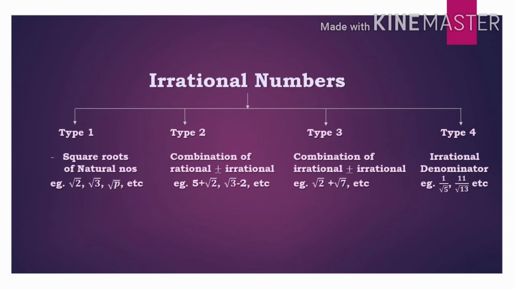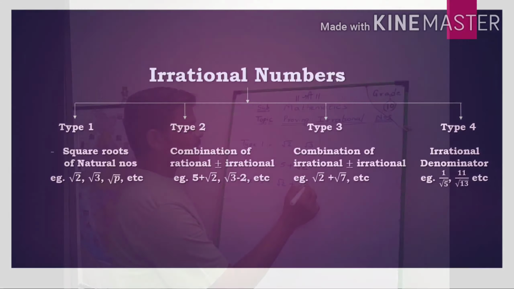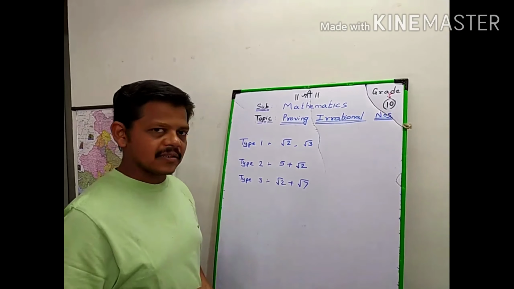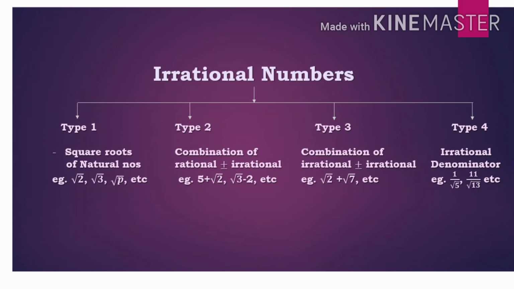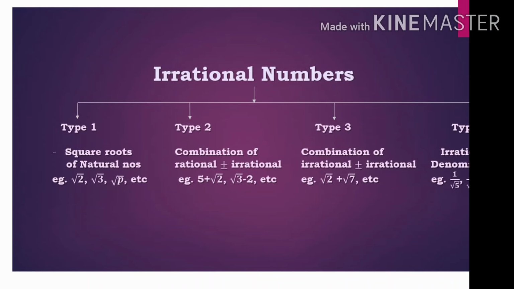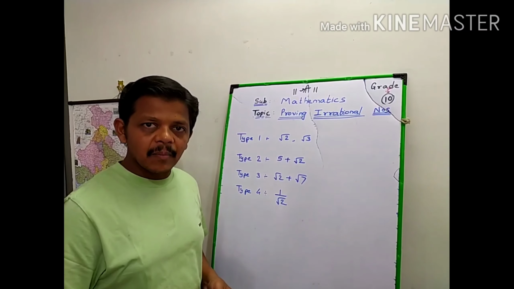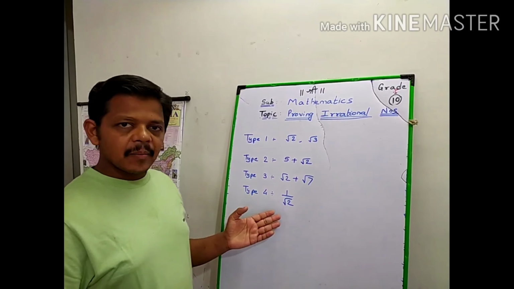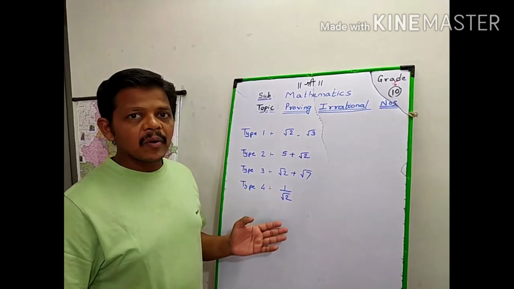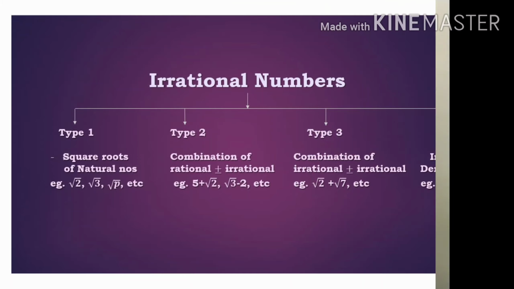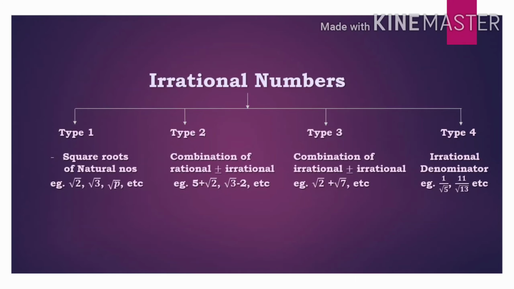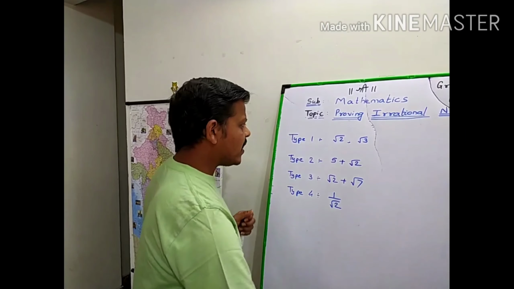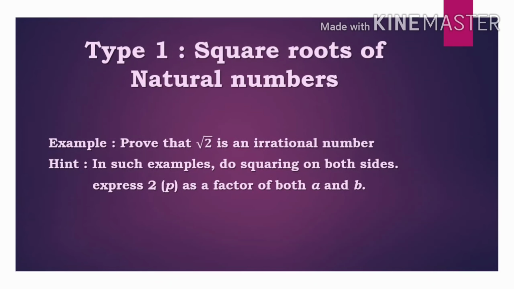So this becomes the combination of rational and irrational numbers. Type 3 is now two irrational numbers, that is root 2 plus root 7. Both are irrational numbers. And the last, type 4, is when you have 1 upon root 2. This again becomes an irrational number, because a number divided by an irrational number will remain irrational. You know the operations on irrational numbers. So we'll continue our discussion on this. Very quickly, we'll begin with the first type, that is simple irrational numbers.